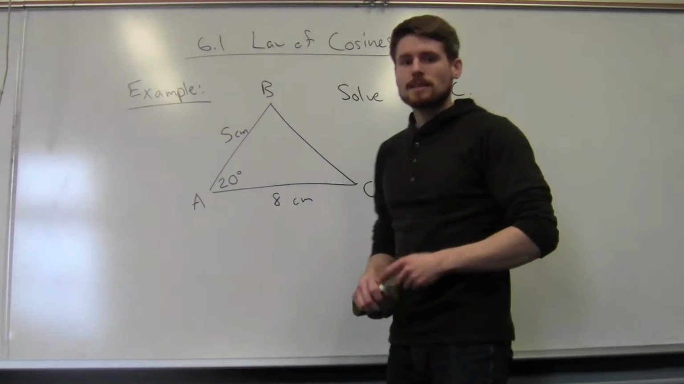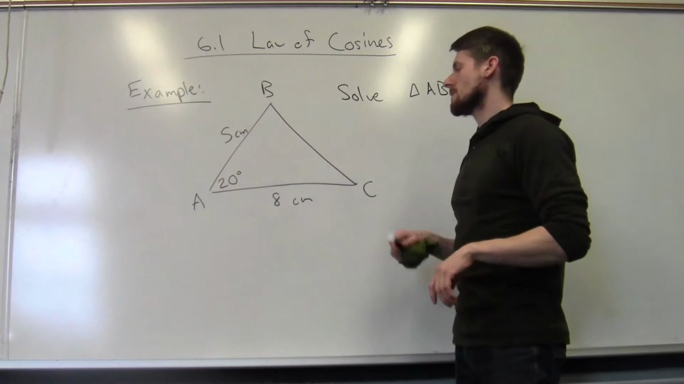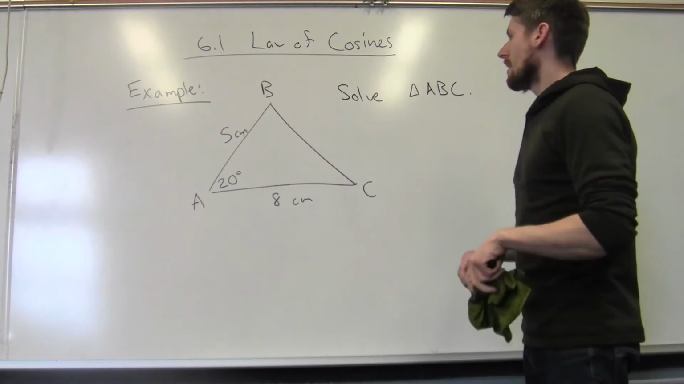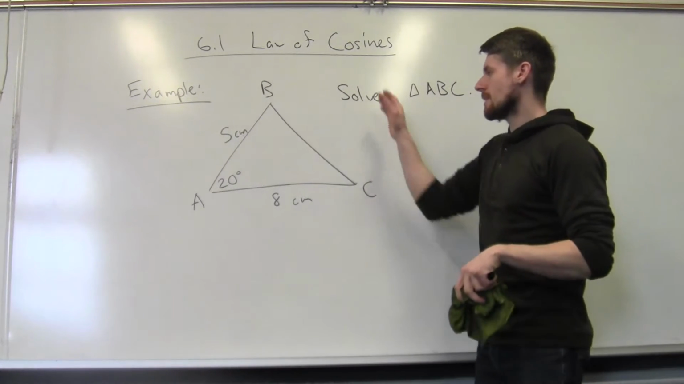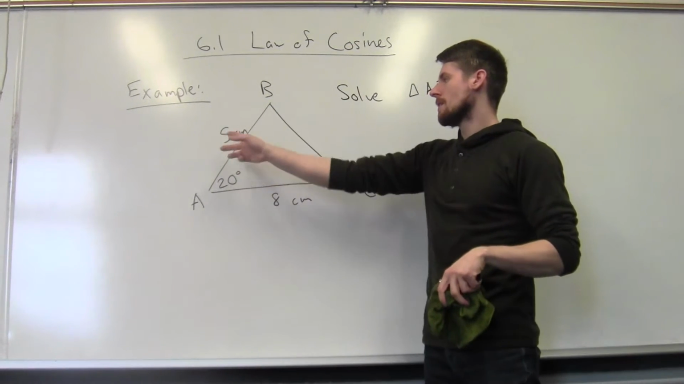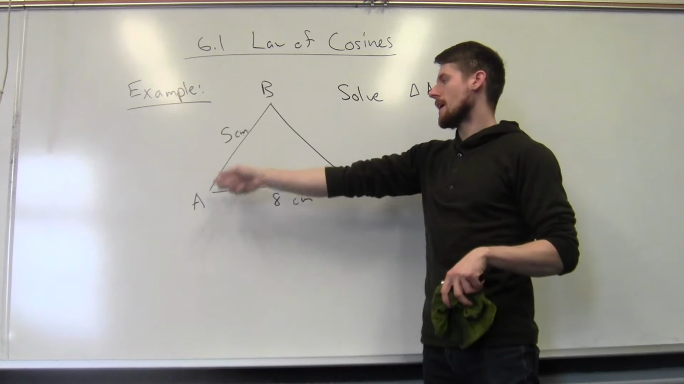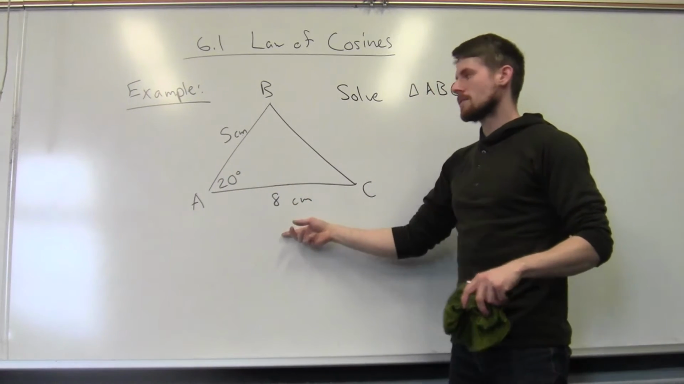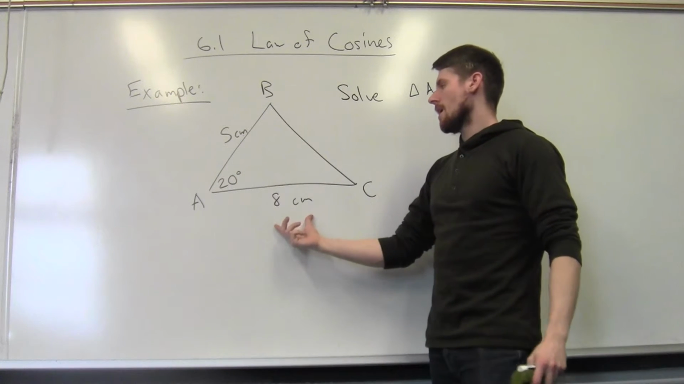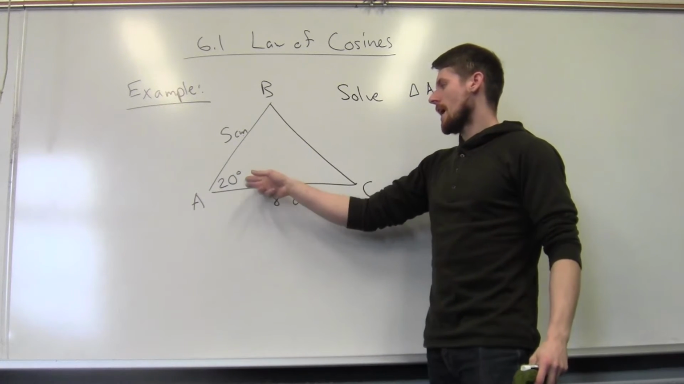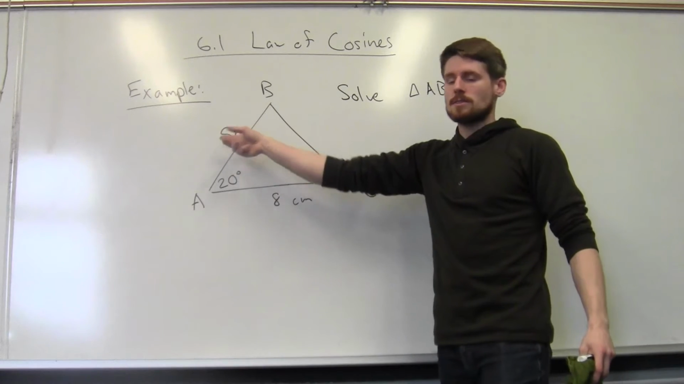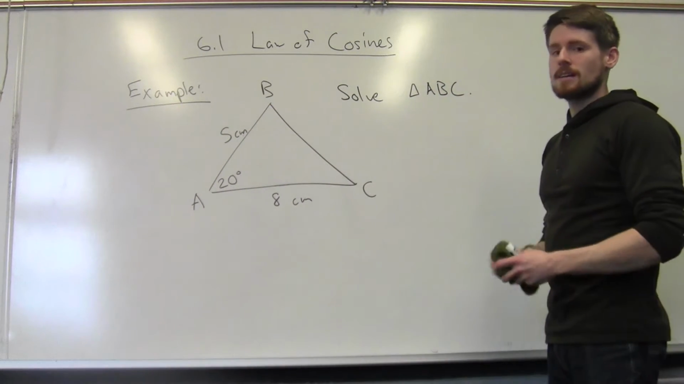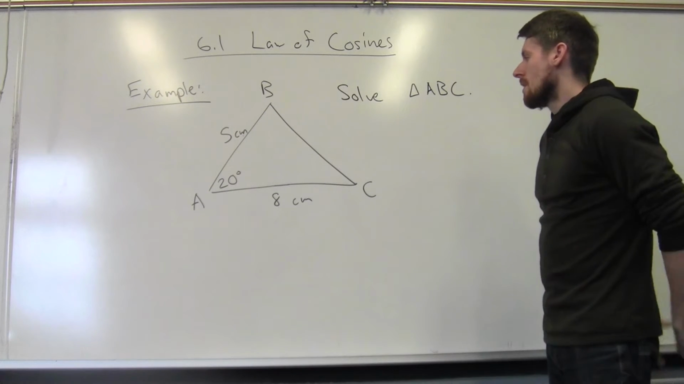Okay, we're going to do an example of using the law of cosines to solve a triangle that is not a right triangle. So this is a triangle where we're given one side AB, the angle A, 20 degrees, and the other side AC. So we have side, the angle between, and another side. This is SAS, which means this is a good candidate to use the law of cosines.